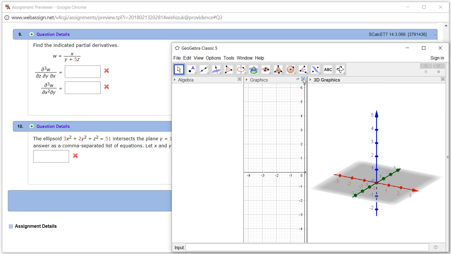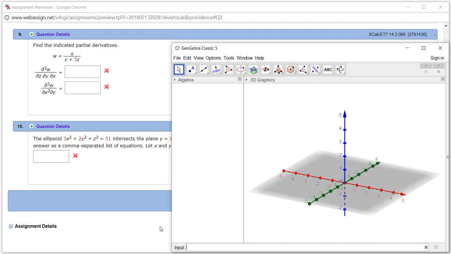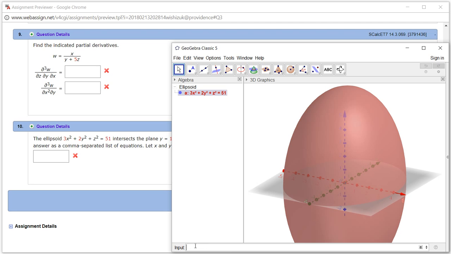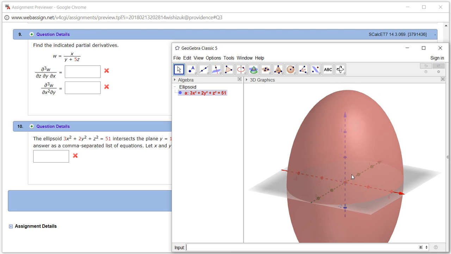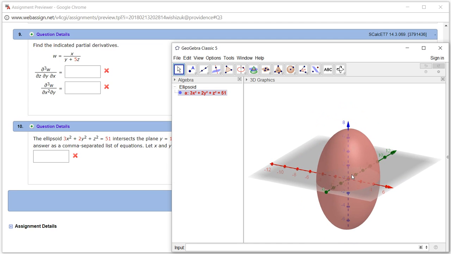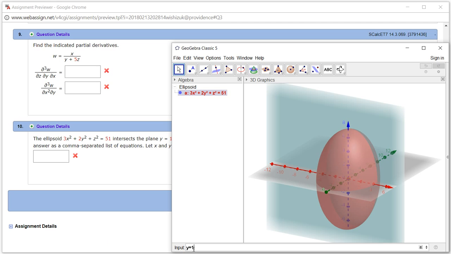Alright, so let's sketch the ellipsoid here. You have 3x squared plus 2y squared plus z squared is equal to 51. So we have this ellipsoid right here. I'm going to just step back a bit. Then we have y equals 1, so that's going to be a plane.